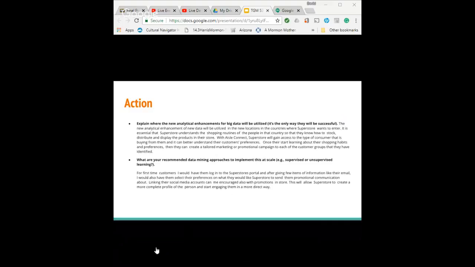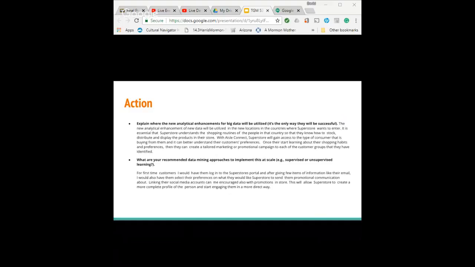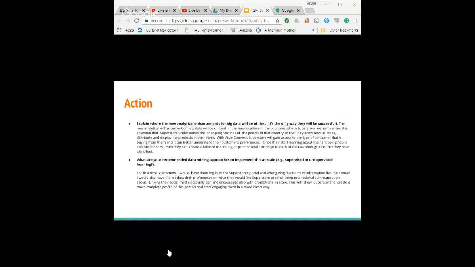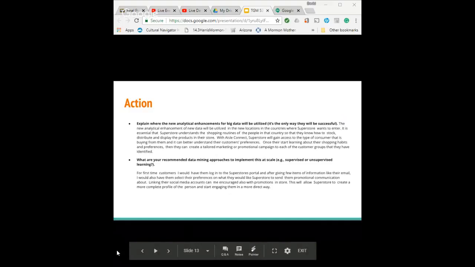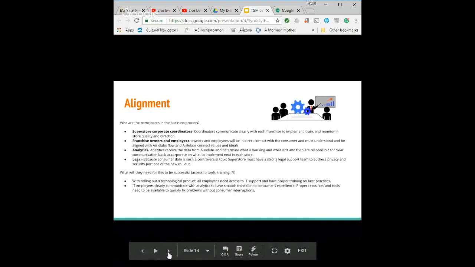For first-time consumers, we would suggest they can log into the superstores, and once they log in, they can start building their profile, and maybe later on include their social media accounts so that their profile is better and the superstore can better understand them.